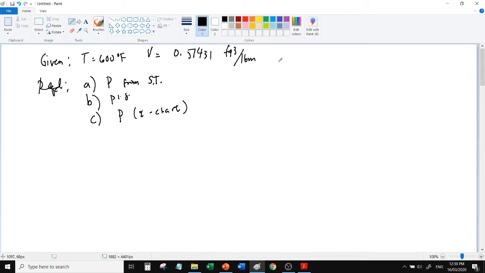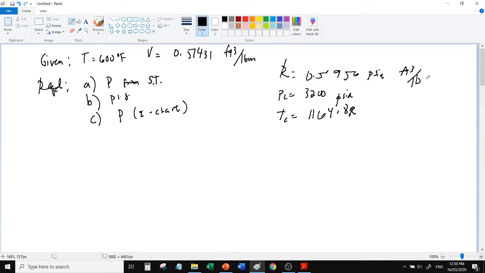Okay, so given for water, okay, diba? Water vapor. Let's use yung PC na given 3,200 PSIA and TC 1164.8 Rankine. And let's use the R na 0.5956 PSIA feet cube per pound Rankine. Pardon my handwriting, ha?